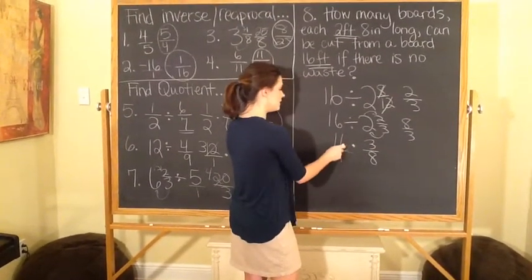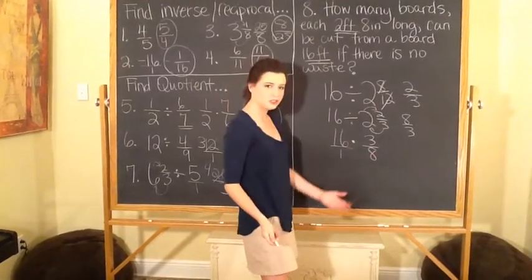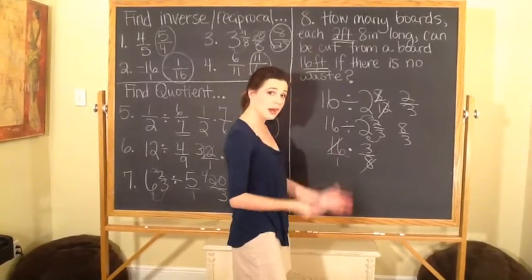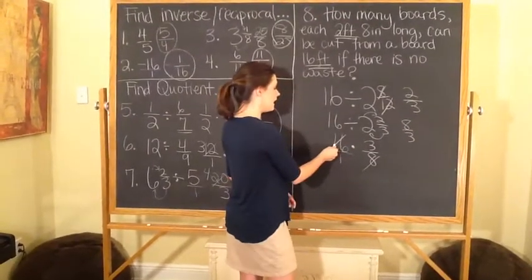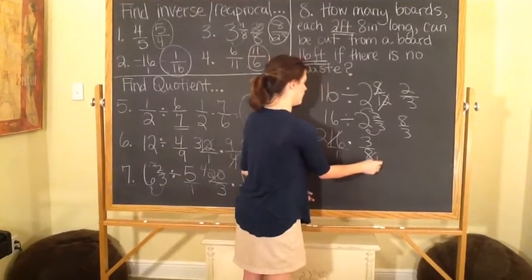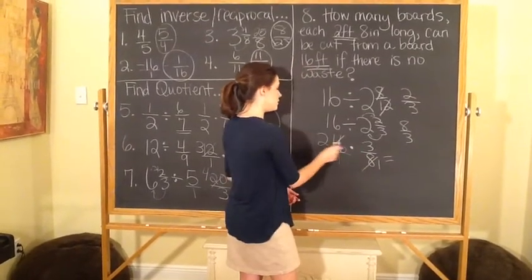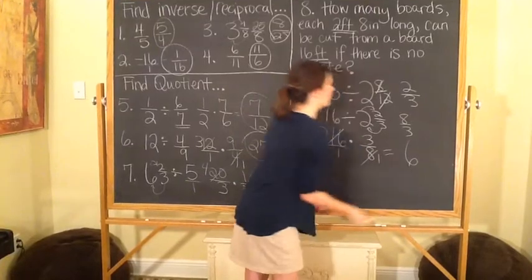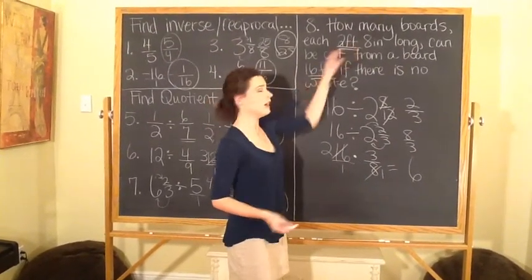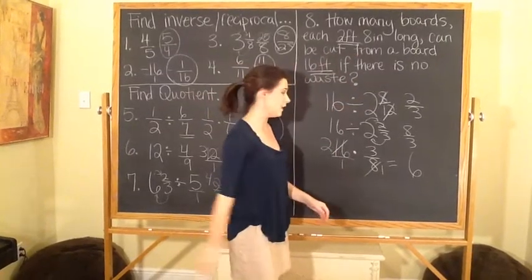Now, since this is 16 and this is 8, they both share an 8. So I'm going to go ahead and divide an 8 out. I'm simplifying now so I don't have to at the end. So if I divide an 8 out of 16, you're left with 2. And if you divide 8 by 8, you're left with 1. So we'll multiply across. 2 times 3 will give you 6. So 6, we can basically make 6 boards that are this long out of this whole board that is 16 feet, okay?